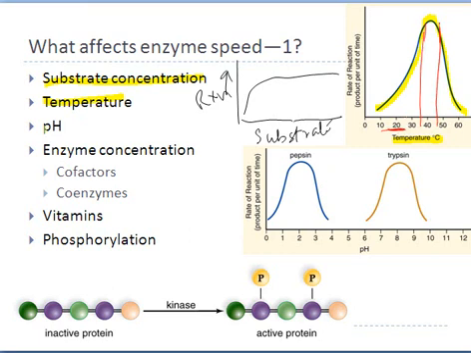Let's look at the next physical factor, which is pH. pH for enzymes is very unique. Certain enzymes work at acidic pH, as you can see over here, and certain enzymes work at alkaline pH, as seen over here for trypsin.